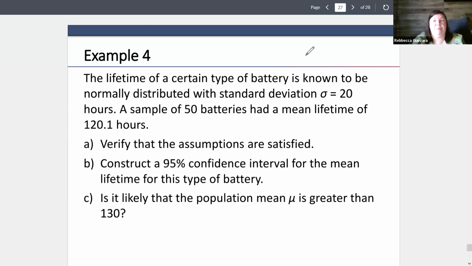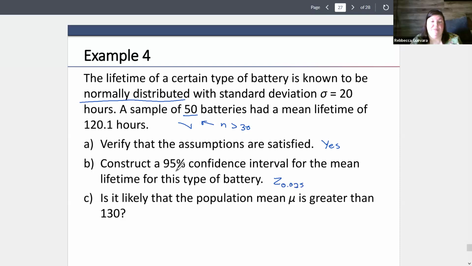Yeah, so your population was normally distributed, so that satisfies central limit theorem. Also, the sample size is over 30, so that satisfies central limit theorem. So verify assumptions are satisfied. Yes, they are satisfied. Then we want to construct a 95% confidence interval for the mean lifetime of the battery.